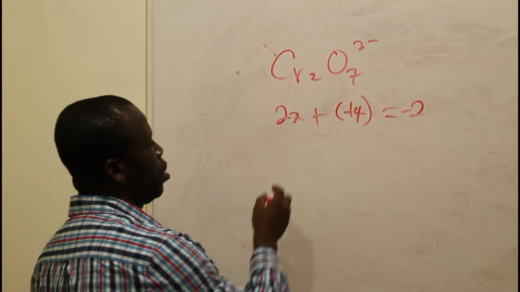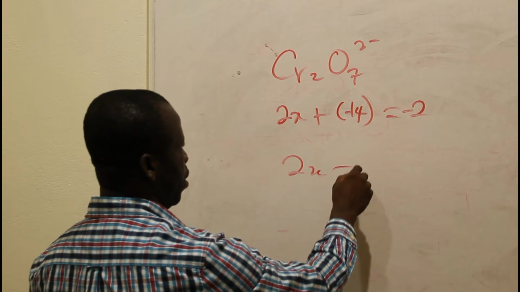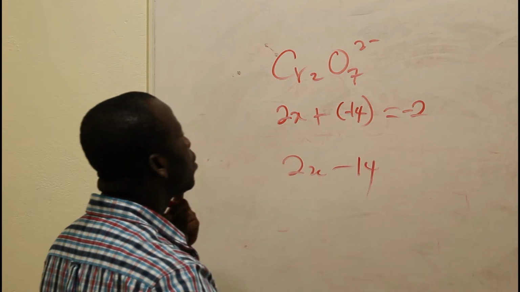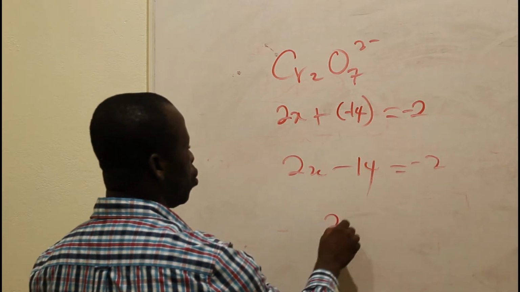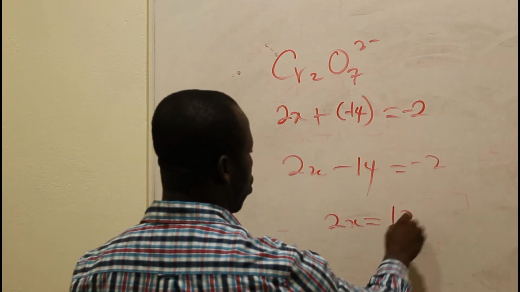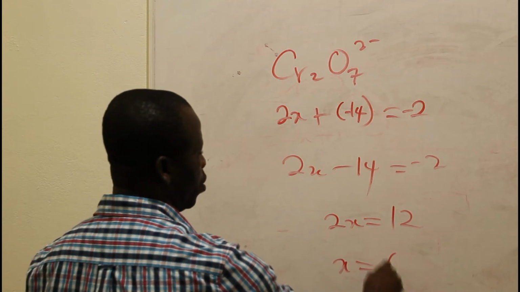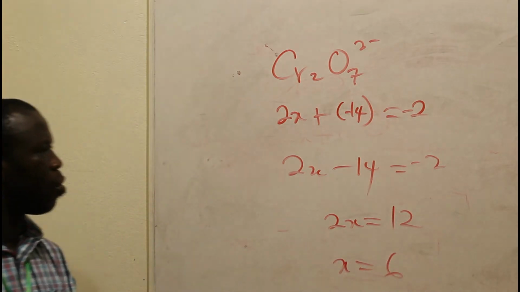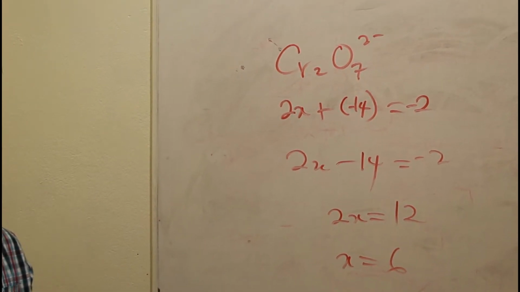So by calculation, 2x minus 14 will equal -2. So 2x is equal to 12. So what is x? Our x will be 6. So with chromium, the oxidation state is 6.